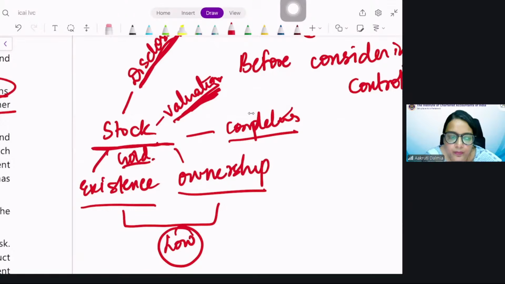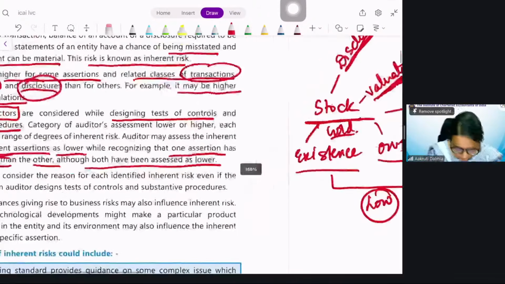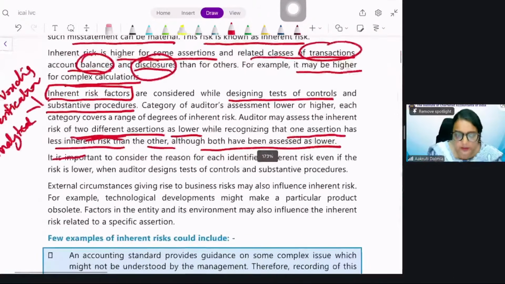Do you understand now? That is why we check risk of material misstatement at assertion level. Do you understand? That is why we check risk of material misstatement at which level? At assertion level. How much risk is in existence, how much level of risk is in ownership, how much inherent risk is in valuation. So we check risk of material misstatement at assertion level. Everyone clear? Okay. All right. Good. So this point is about that.